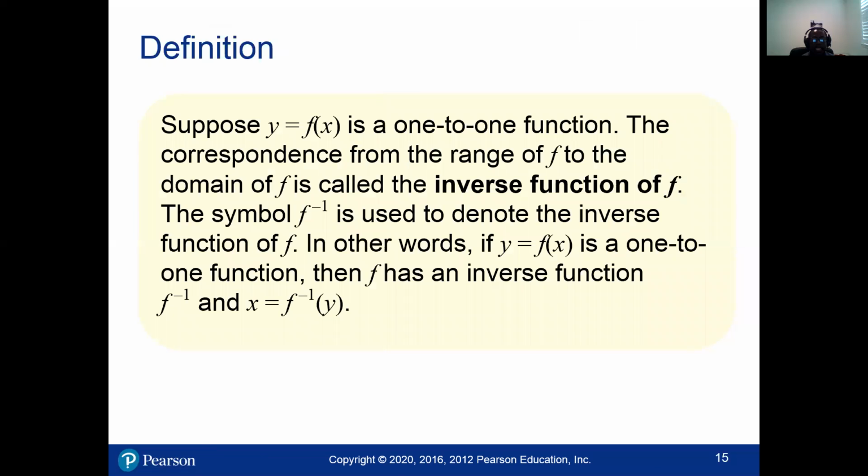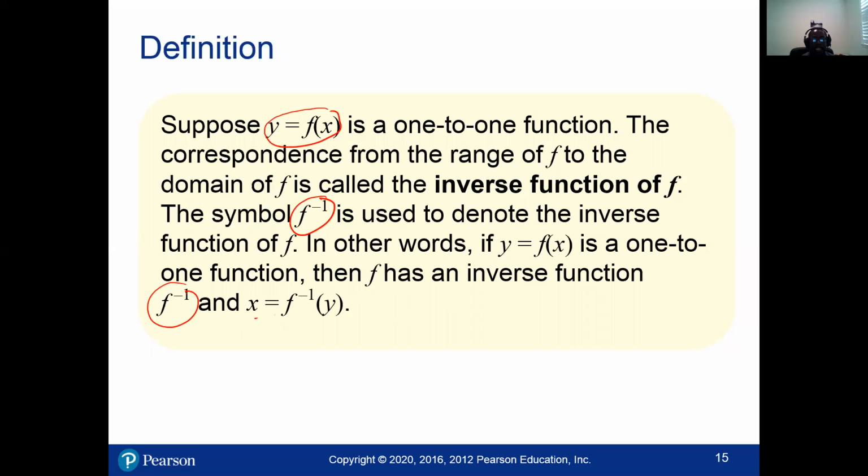So here's a definition. The question is that if I'm given the function y = f(x), then I should be able to find the inverse function. If f has an inverse function corresponding from the range of f to the domain of f, it is called the inverse function. This symbol, as we mentioned before, is used to denote the inverse function. If f is 1 to 1, then f has an inverse, denoted by y = f inverse of x.